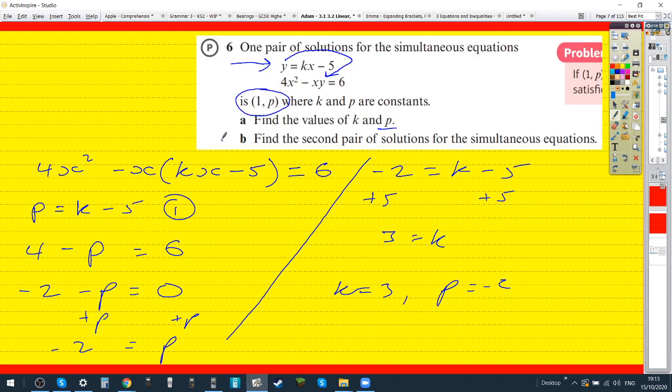Oh, there's a part B. You then have to find the second pair of solutions. You would then just solve it the same way as any other. That's okay.